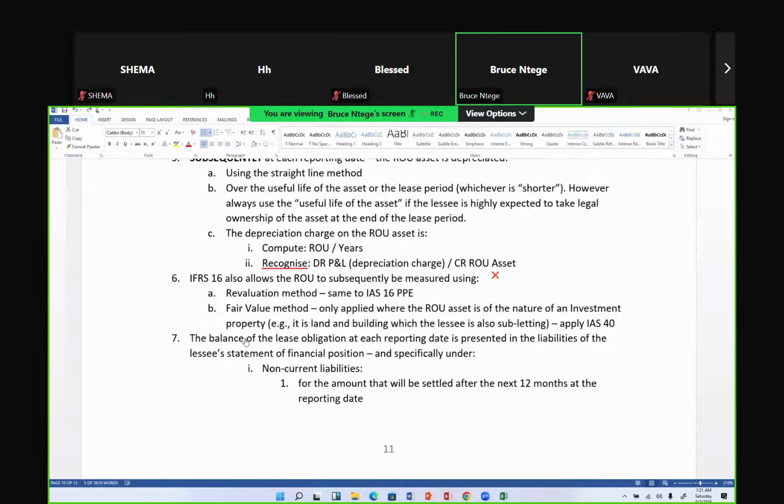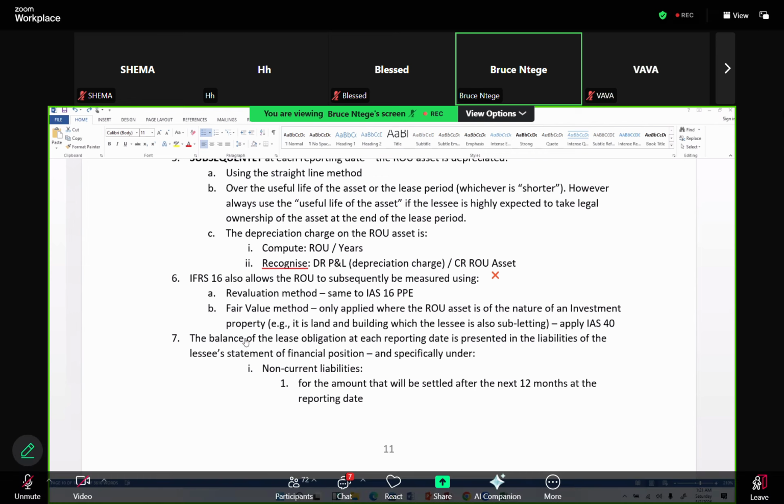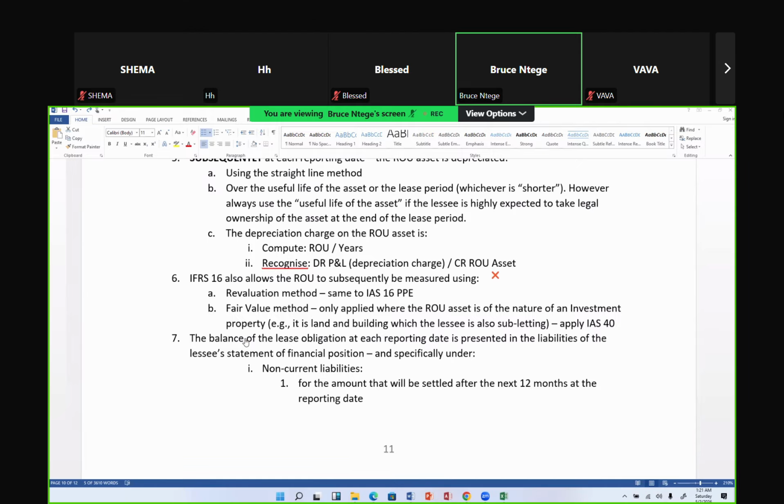How do I measure it? I measure it with the principal amount and the interest amount. You see, for him, that interest and principal amount is the only thing that can look similar here. But he does not say, I'm depreciating. Like here, we say, depreciate that right of use asset. There, they don't use that word. You don't depreciate it.